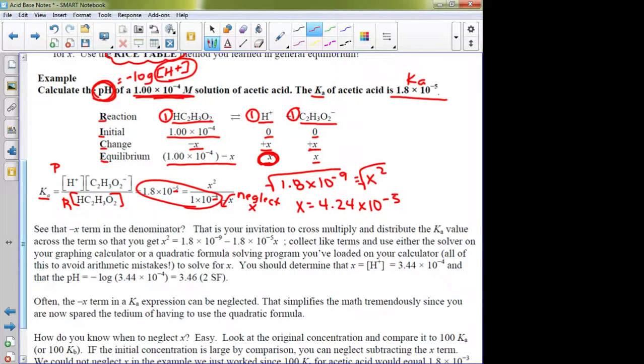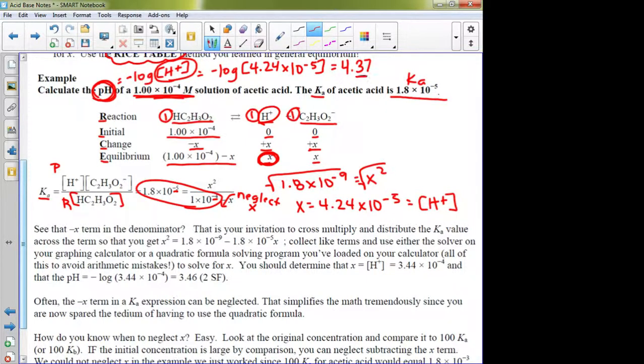So x gives me my concentration of what? Hydrogen. So now that I have my concentration of my hydrogen ion, can I solve for my pH? Just plug it back in up here. So this is equal to the negative log of 4.24 times 10 to the negative fifth. So my pH is equal to, I got 4.37. Yes.